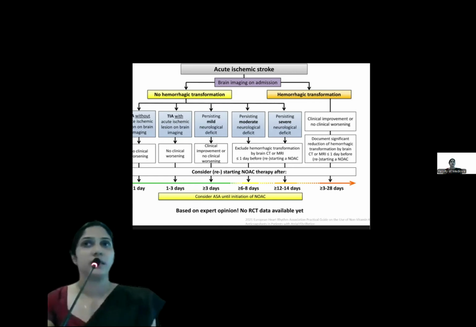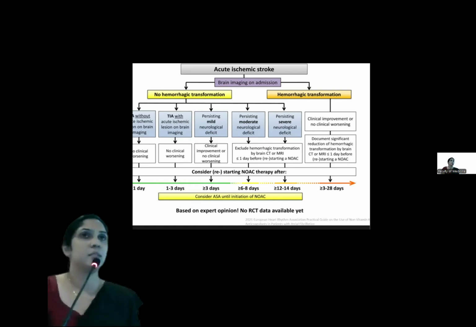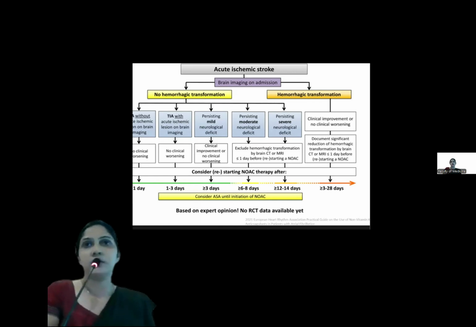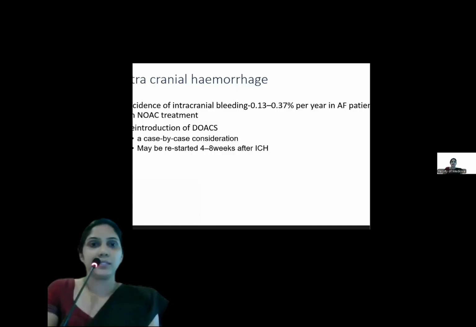A lot of guidelines, the European and the American guidelines, still stick to the day 1, 3, 6, and 12 rule. That is to restart DOAC on those particular days for TIA, mild, moderate, and major strokes respectively. If there's hemorrhagic transformation, it should be more than 2 weeks. But there are ongoing trials like ELAN, which are investigating whether it's possible to restart DOAC earlier than this without increasing the bleeding risk.